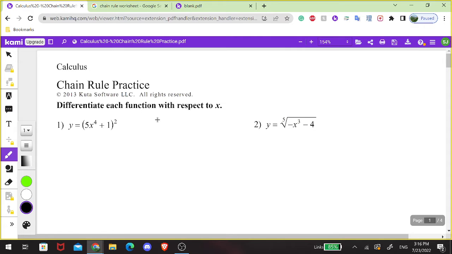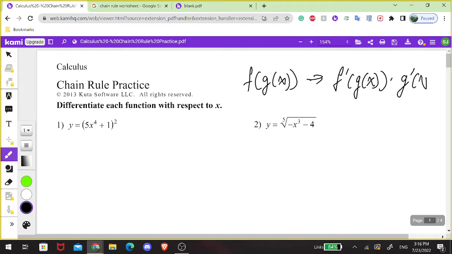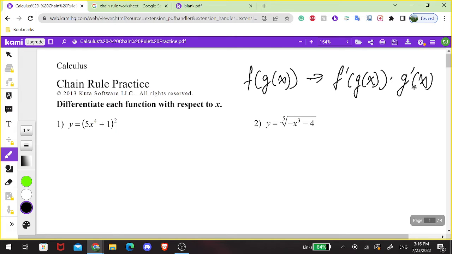All right, so chain rule practice. Let's write our rule on the top again. We have f of g of x. The derivative of that will be f prime of g of x times g prime of x. Alright, let's first start. So in this problem, we can see that this is the power rule.